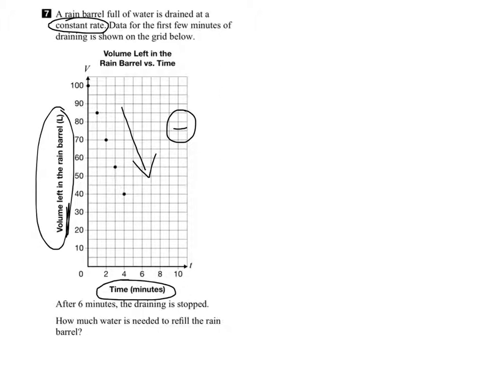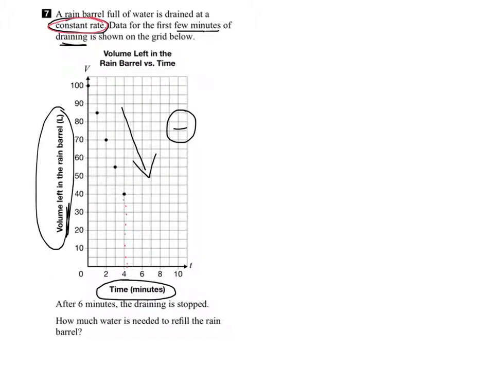Data for the first few minutes of draining is shown on the grid below. So how many minutes did they give us data for? How many minutes? Up to 4 minutes, we know what happened. But we also know that it's decreasing at a constant rate.